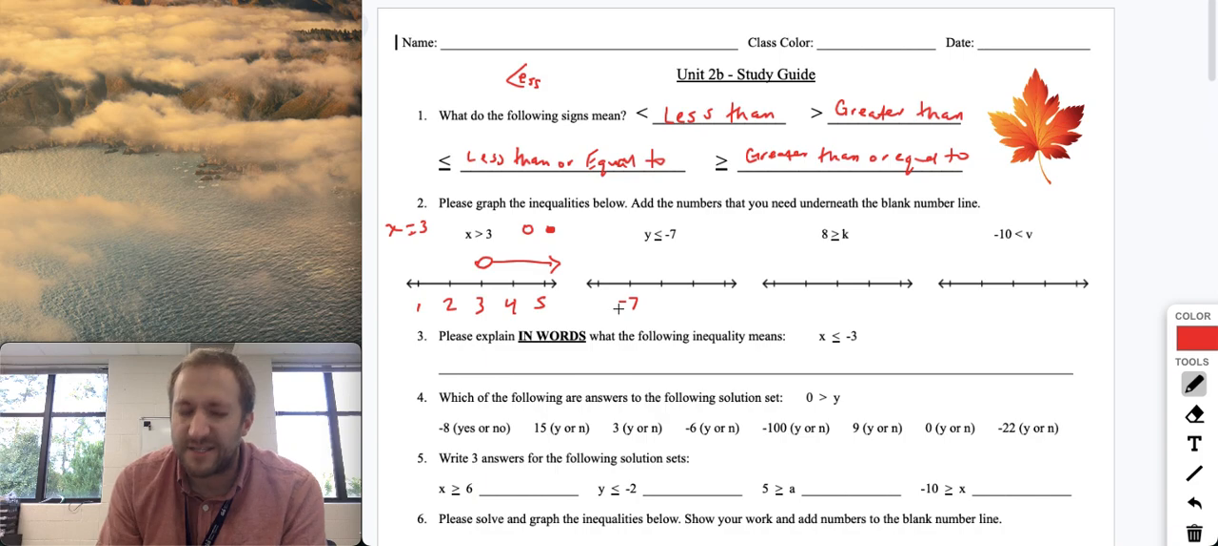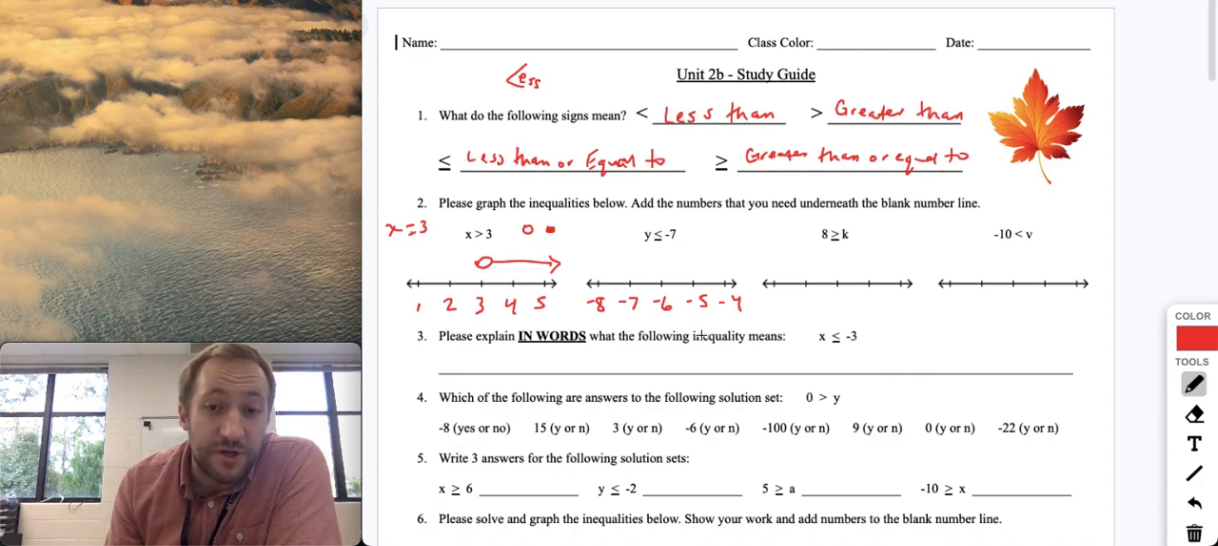Now, this always mixes up kids and gets them confused whenever we're talking about negatives. So normally, if these were positives, I'd have 6, 7, 8, 9, 10. But because it's negatives, it's actually going the other way. So negative 8 is over here. Negative 6 is right here. Negative 5 and negative 4. That's how we do a number line on the negative side.